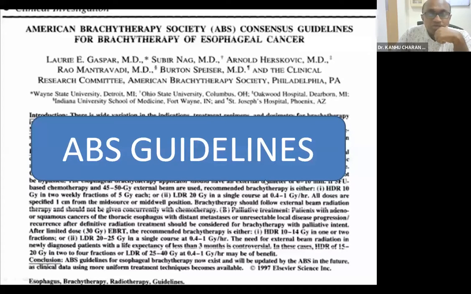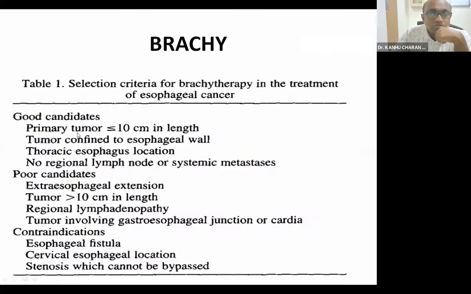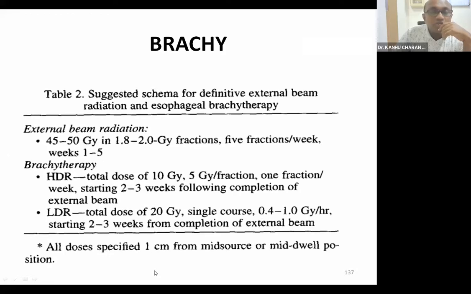Brachytherapy, you can go by the ABS guideline, the American Brachytherapy Society guideline. Good candidates: tumor less than 10 centimeters, confined to the esophageal wall, thoracic location, no regional lymph node. Poor candidates: extraesophageal, more than 10 centimeters, regional lymphadenopathy involving the GE junction. Contraindications: don't go if there is a fistula, cervical esophagus, or stenosis which cannot be bypassed.